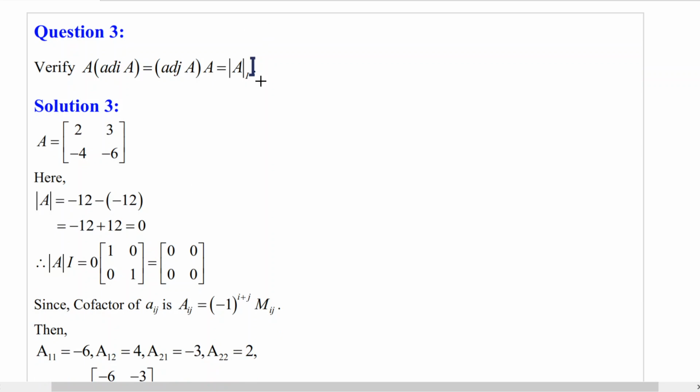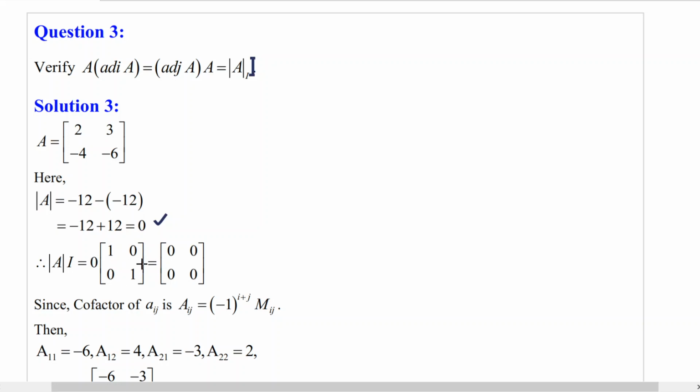So first of all, what is this term? This is determinant A into I. Determinant A will be minus 12. And this is minus 12, we have to change its sign, that will be plus 12. So minus 12 plus 12, that is 0. So determinant A is 0. And 0 into identity matrix is 0 also.